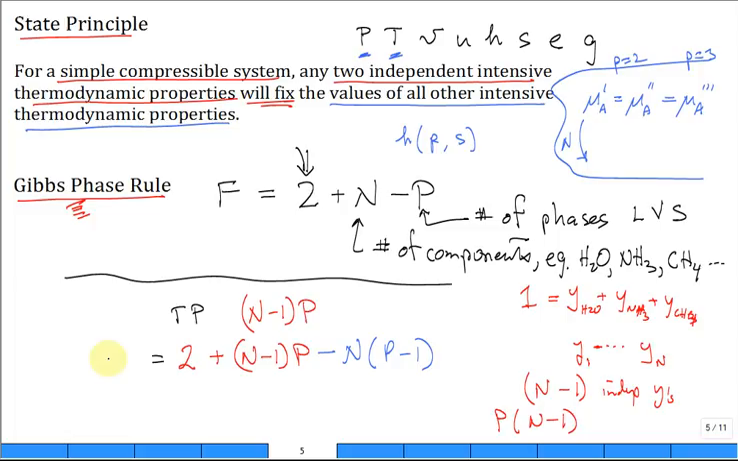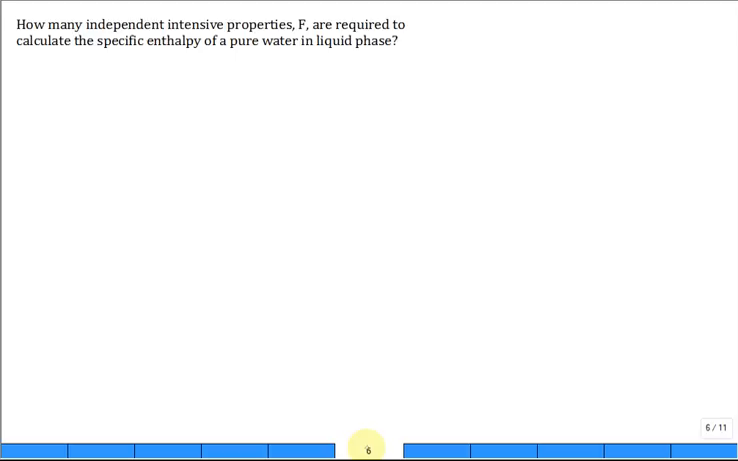So you do the algebra and you're left with F equals 2 plus N minus P. That is the result. Look good? Very simple for this class. It's more complex when you have lots of different phases of solids in materials.